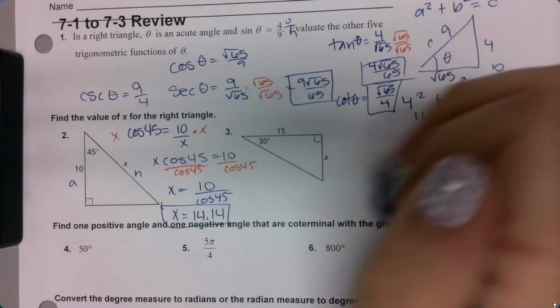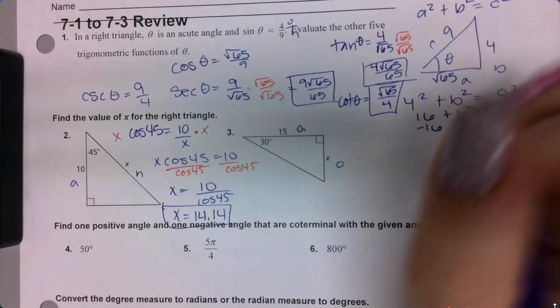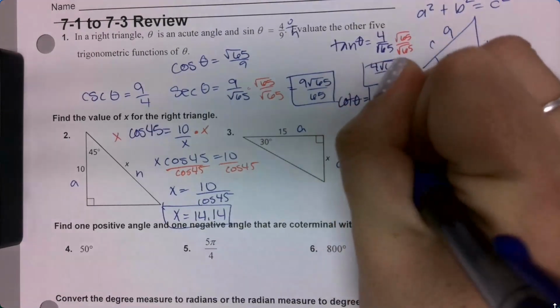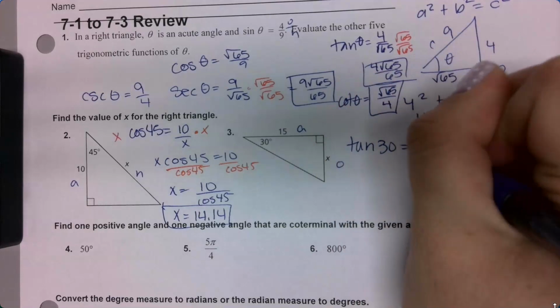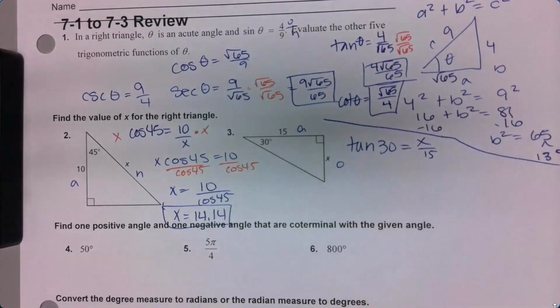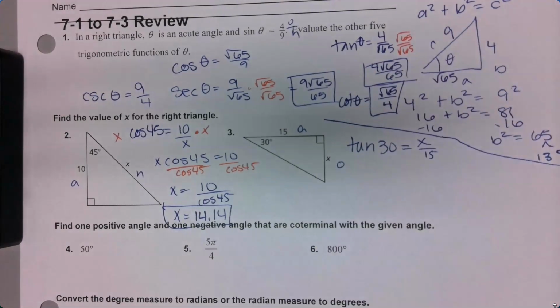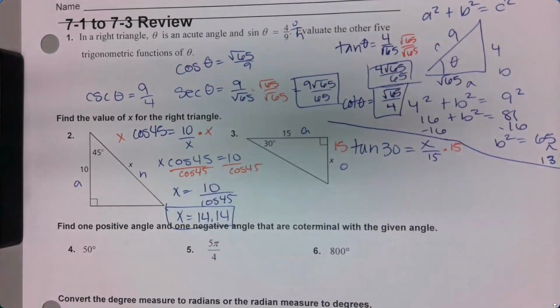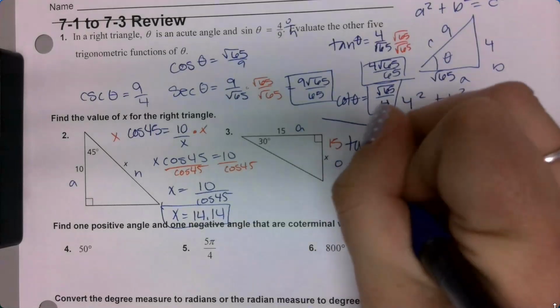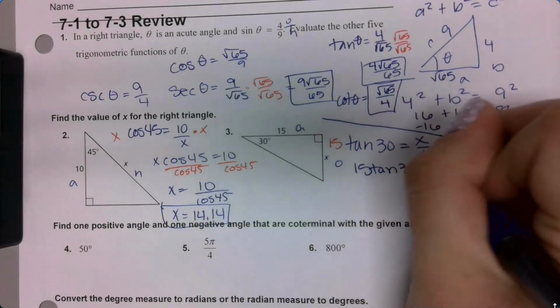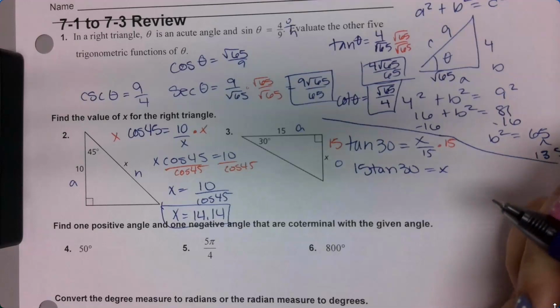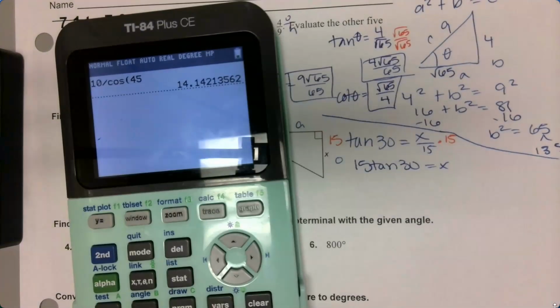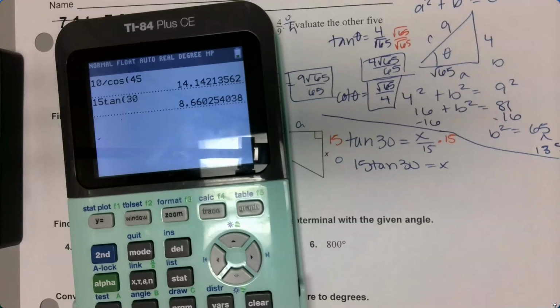Same thing for number 3. I have my opposite and adjacent, so this is going to be tangent. Tangent 30 equals x over 15. So I just want to isolate my x. I'm going to multiply both sides by 15. That gets me 15 tangent 30 equals x. Then I want to type this into the calculator. This gets me 8.66.